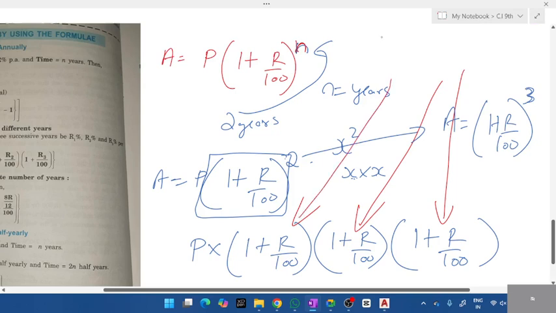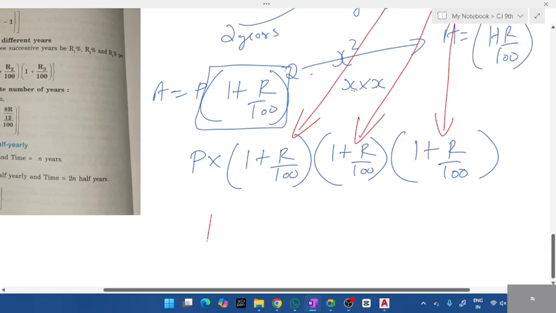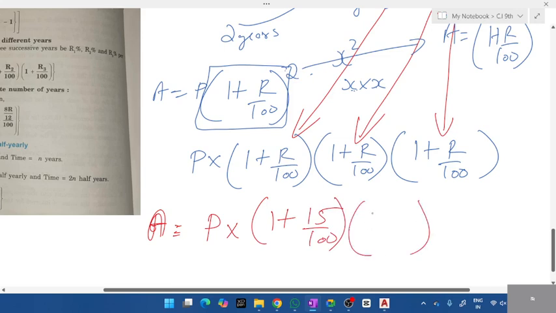for example, they'll mention for first year rate is 10%, second year 5%, third year 15%. 10, 5, 15. So you have to write. If you want to find amount, once you find amount, you can find interest later. Principal into 1 plus first rate is 15 divided by 100. Rates are different here. You can't do it directly. Second, 1 plus second rate is 10 by 100. Third, 1 plus 5 by 100.